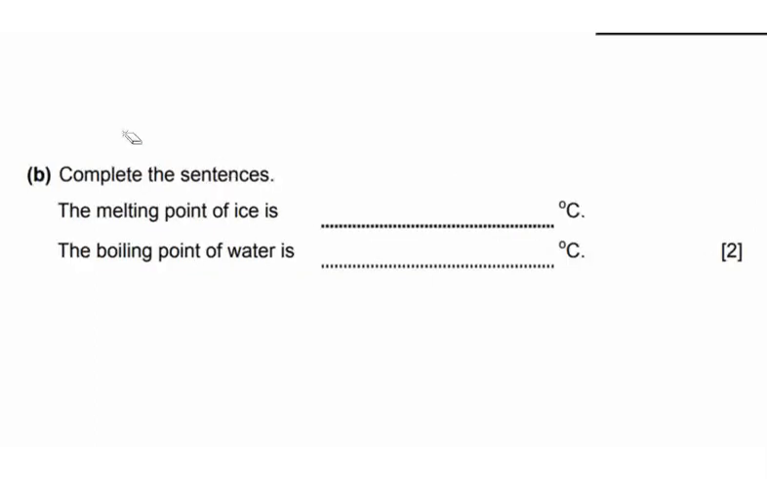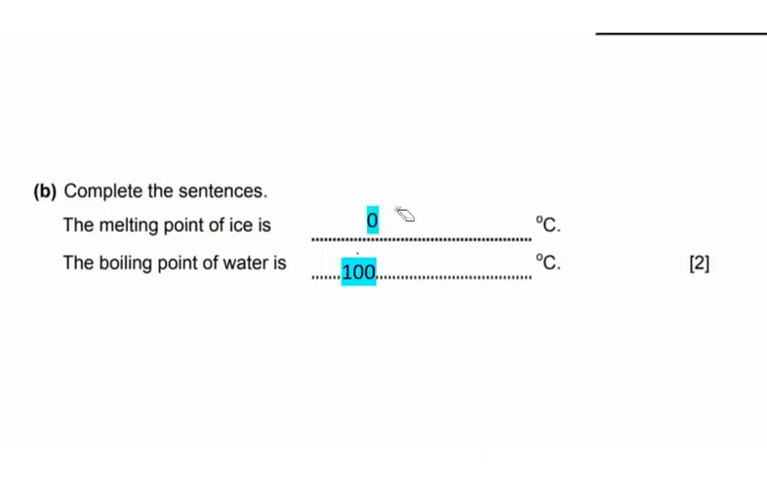Question 2b. Complete these sentences. The melting point of ice is how many degrees, and the boiling point of water is how many degrees? The answer is 0 degrees, and the boiling point of water is 100 degrees Celsius. I'm sure you must be getting all this correct.